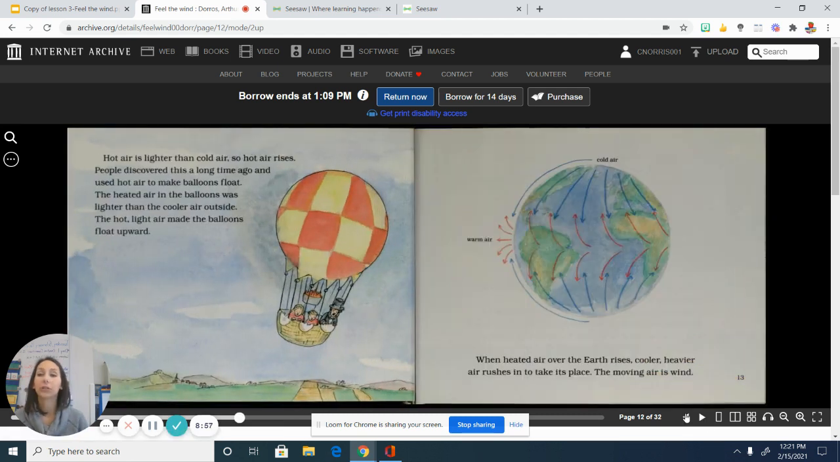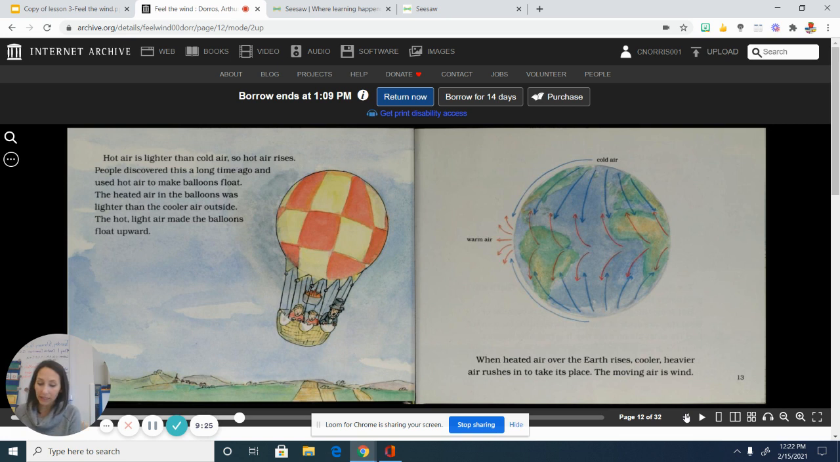Hot air is lighter than cold air, so hot air rises. People discovered this a long time ago and used hot air to make balloons float. The heated air in the balloons was lighter than the cooler air outside. The hot, light air made the balloons float upward. When heated air over the earth rises, cooler, heavier air rushes in to take its place. The moving air is wind.